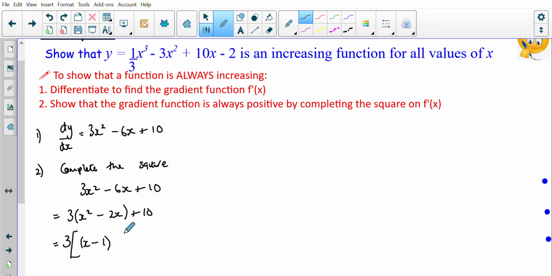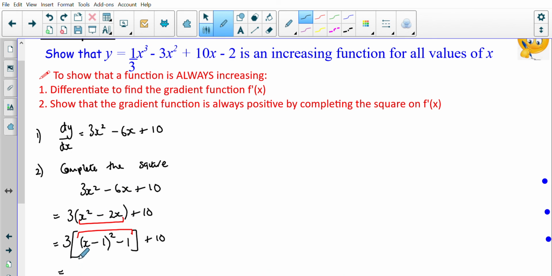So halve it, so I'm going to halve the minus 2 to give me minus 1, square it, and then we're going to subtract it. So halve it, square this minus 1 gives me plus 1, then subtract it, and then I mustn't forget to put my plus 10 on the end. So just using some red here, what's inside these curved brackets here is equal to what's inside these big square brackets. It's just completing the square on x squared minus 2x.